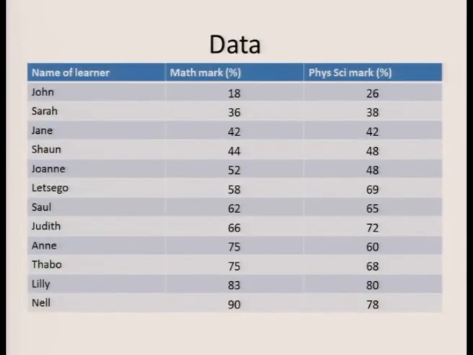Okay, let us look at the data that is given to us. Here are some data of learners, and you will see there is a mark that the learner obtained for mathematics and a second mark for physical science. Both these marks are displayed as percentages, in other words, a mark out of 100. Here is your data set. It is the 12 learners that we are going to use to display the data for.